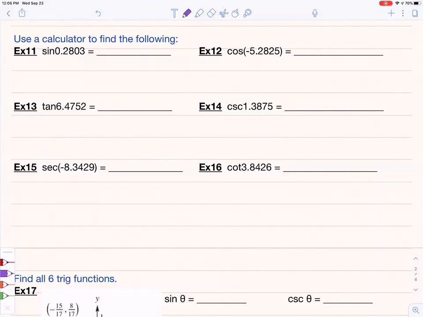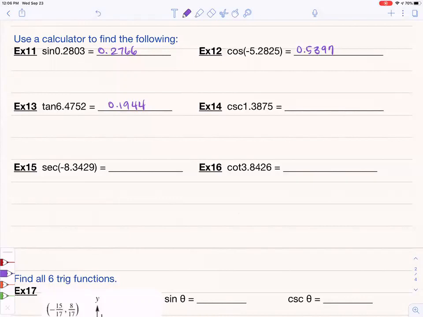Did we check? And did anybody get a chance to check use cases? You guys get the same thing? Okay, answers are on the screen. Did you guys get what I got? What mode should your calculator have been in? How come?